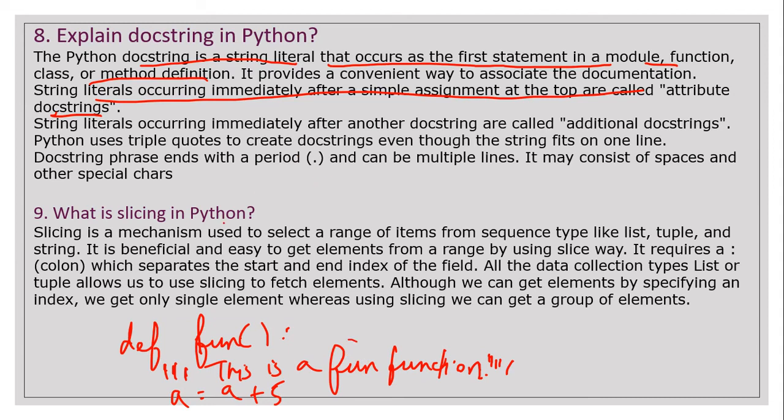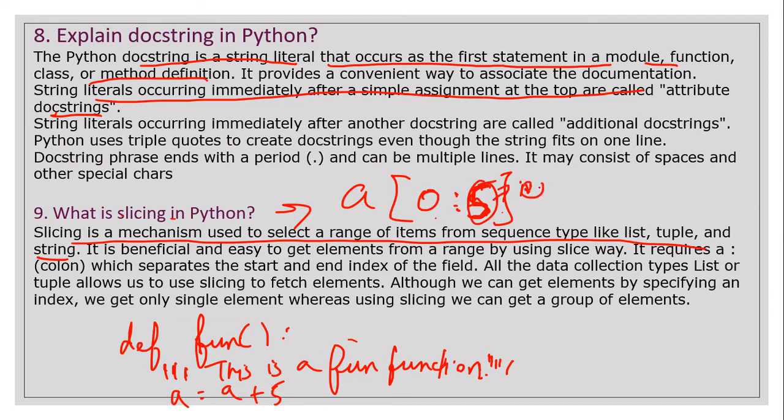Second, what is slicing in Python? Slicing is a mechanism used to select a range of items from sequence types like list, tuple, and string. For example, a[0:5]. It selects from the 0th location to the 5th location, all the elements between them. This is exclusive, not inclusive, of the end. Fine. So that is slicing.